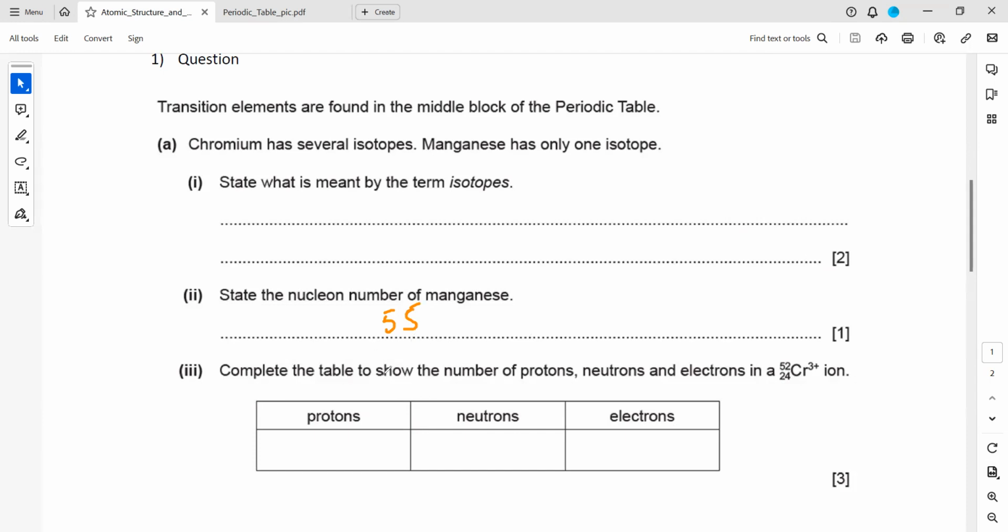Then complete the table to show the number of protons, neutrons, and electrons in a chromium ion with a charge of 3+. First, how many protons will there be? Because the proton number is 24, there will be 24 protons. How to work out the neutrons? You take the difference: 52 minus 24, which is 28.